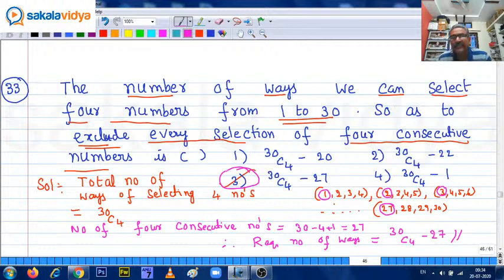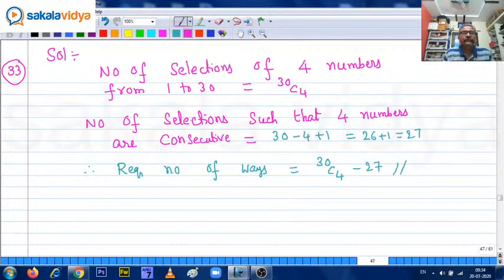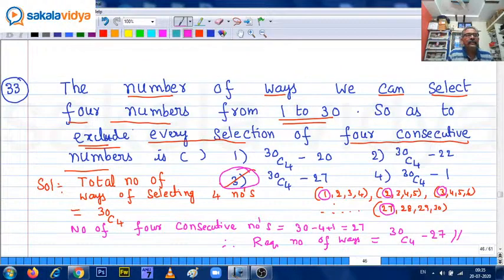Now 30C4 minus 27 gives the non-consecutive selections. They asked for non-consecutive ones. The number of selections of 4 numbers is 30C4. The number of selections in which the 4 numbers are consecutive is 27. The number of required ways is 30C4 minus 27. Our answer is correct, but in the question we need to change the keyword to exclude, not include. Please change the problem now.